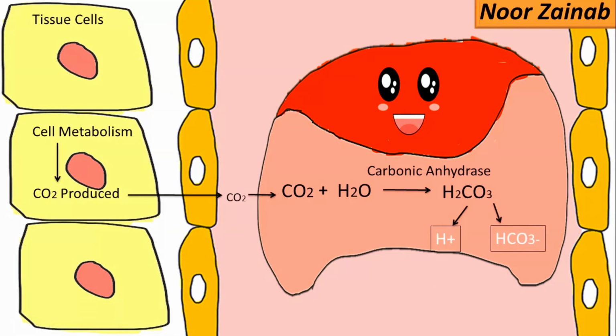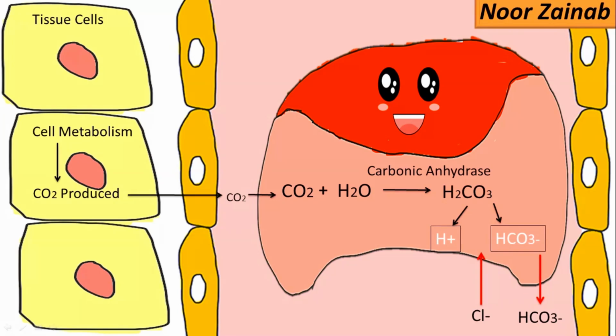The HCO3 minus ions diffuse out into the plasma. The bicarbonate ions will exit from the red blood cell and come out into the blood plasma. To balance this, the chloride ions will go inside the red blood cells. So here the two ions have done opposite movement. The HCO3 minus ions are coming outside of the red blood cells, whereas the chloride ions are going inside the red blood cells.